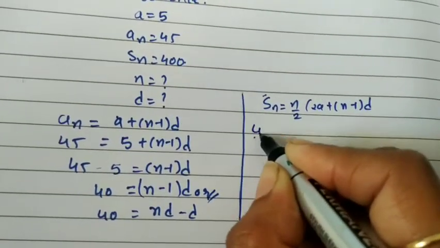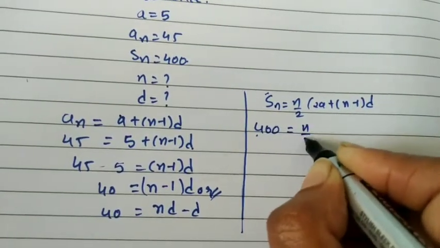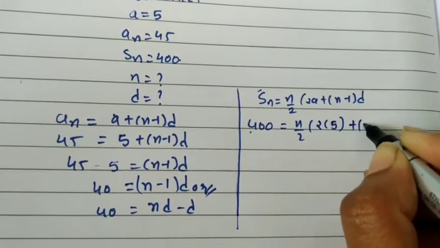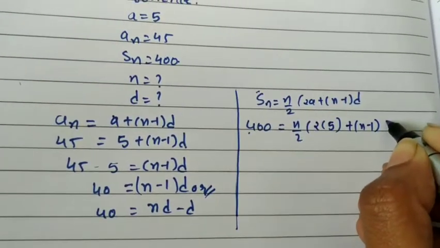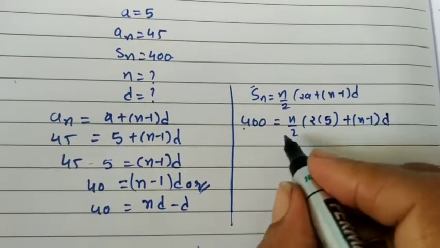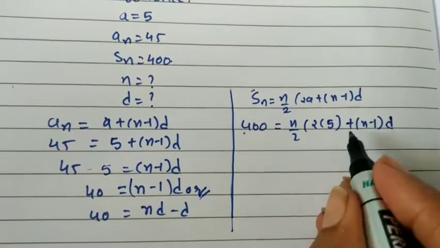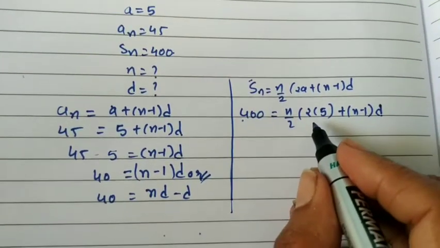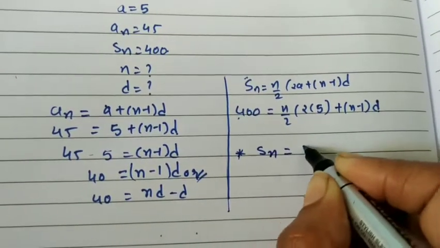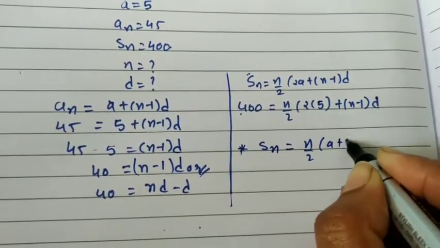So Sn is given as 400 and we are not knowing 2a, which is given as 5 plus n minus 1, again we are not knowing the difference also, so we have written what we know. Here we had another formula, that Sn is equal to n by 2 into a plus an.